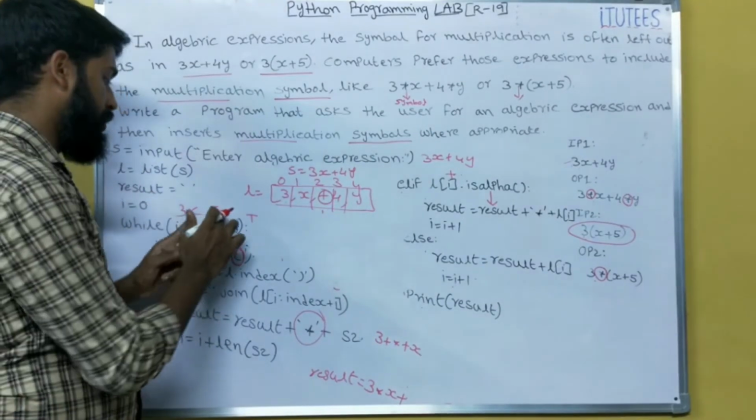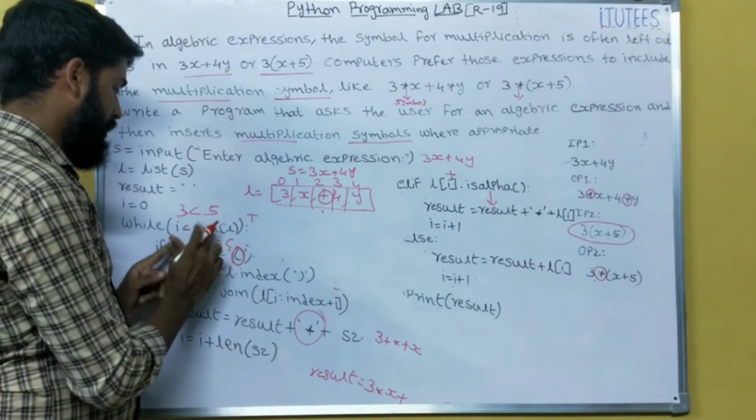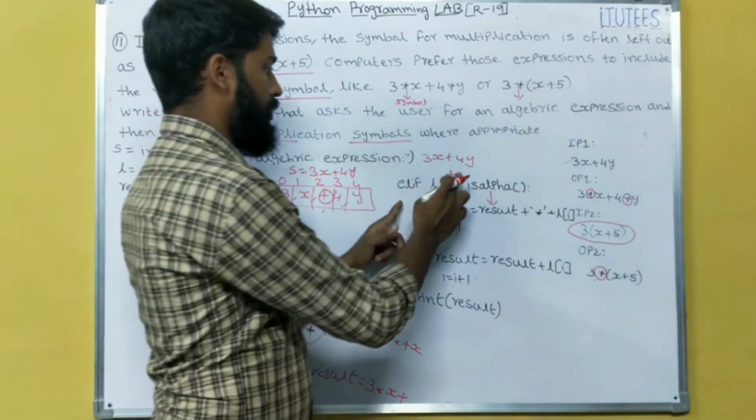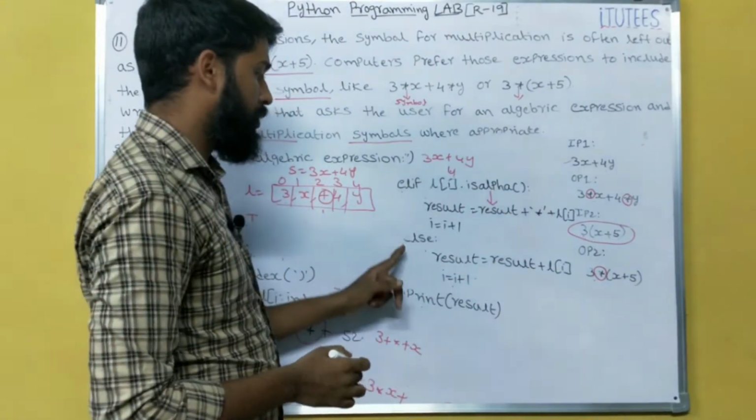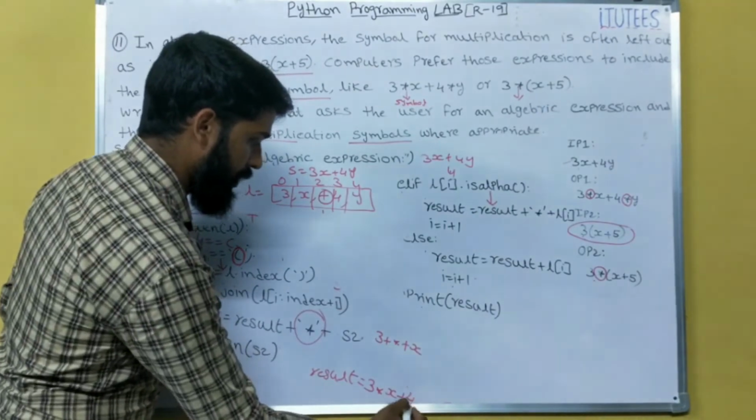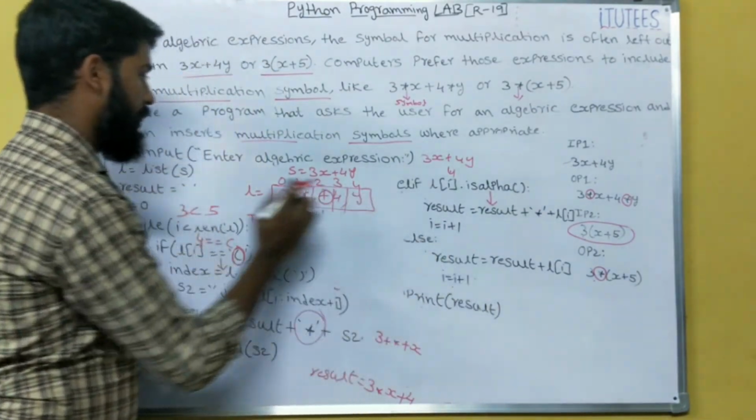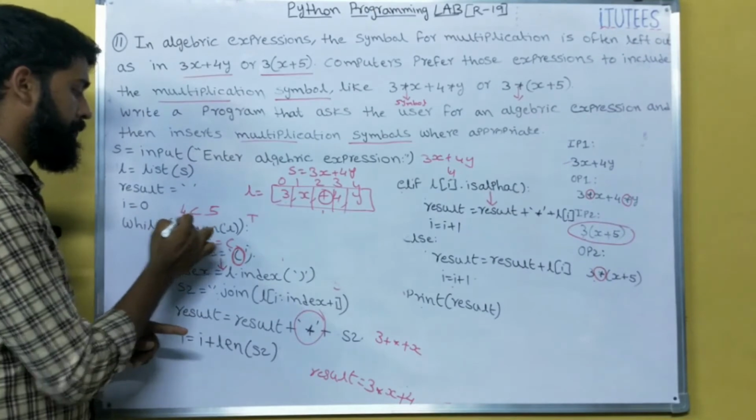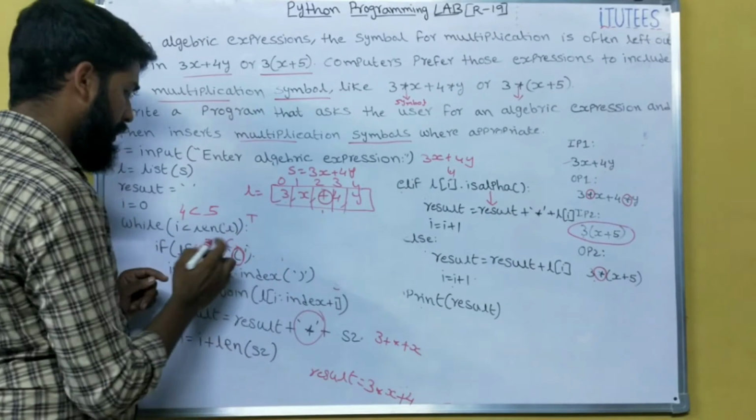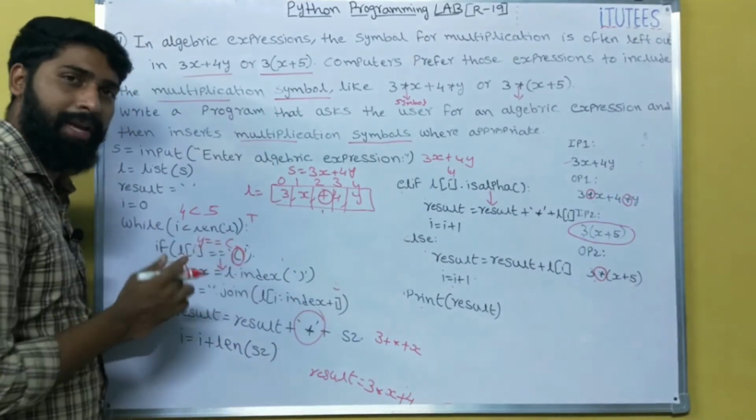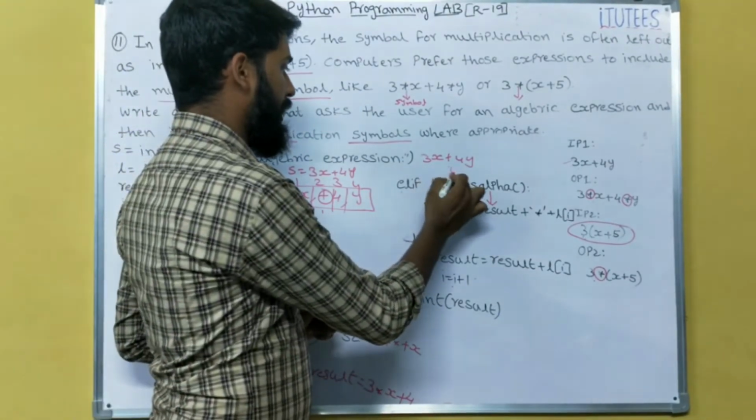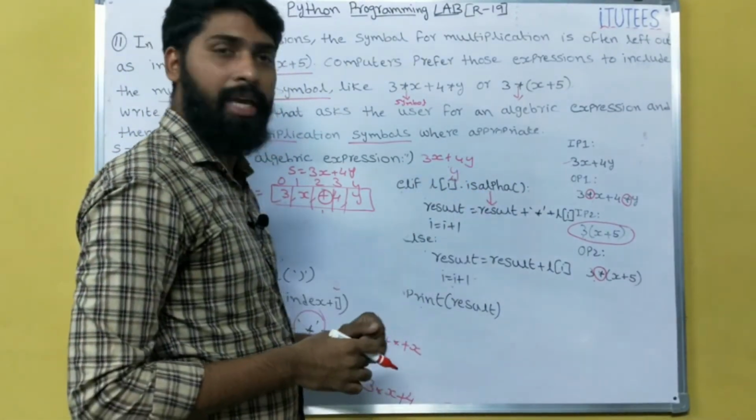3 less than 5, true. Go to here. L of 3 means 4. 4 equals to bracket? No. 4 is alphabet? No. Go to here. Result equals to result plus L of I. That means 4 here. I plus plus. That means it becomes 4. 4 less than 5? True. That means L of 4, y. Y equals to bracket? No. It is false. Go to here. So y is alphabet? Yes, y is an alphabet.